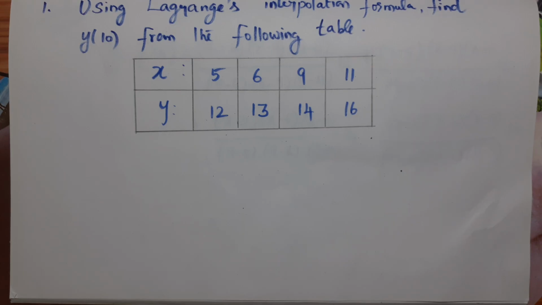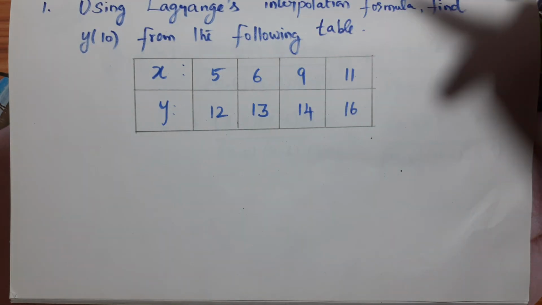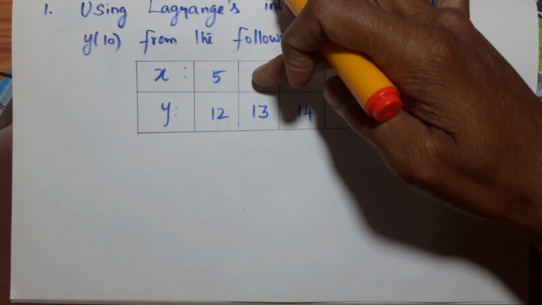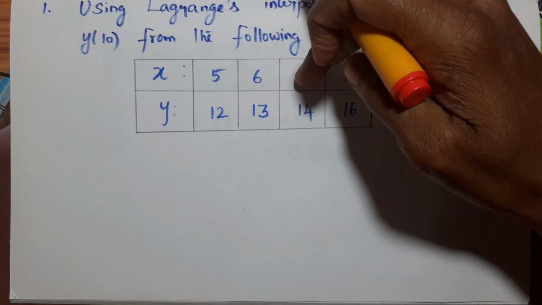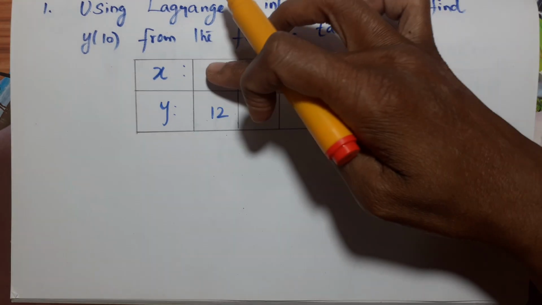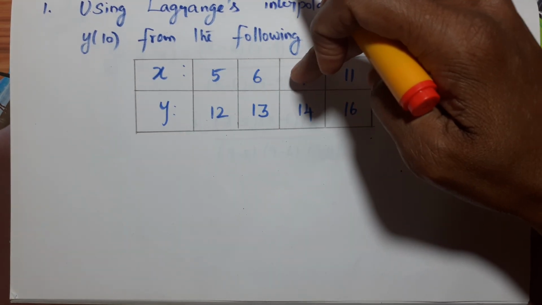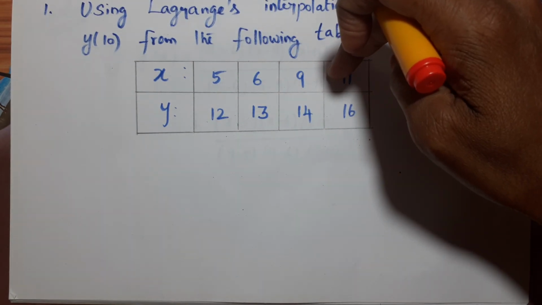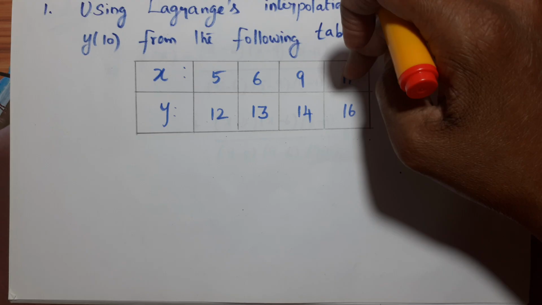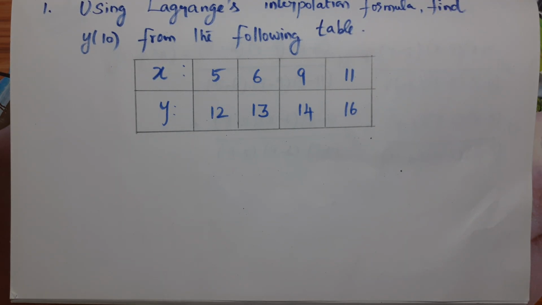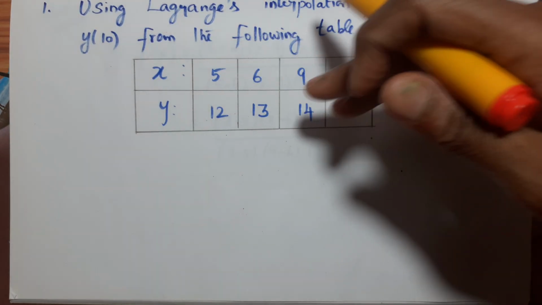Unequal means which is the unequal value? X. So see the given x values 5, 6, 9, 11. 5 plus 1 is 6, so 1 has been added. And 6 plus 3 is 9. And 9 plus 2 is 11. So here we have added 1, here we have added 3, and here we have added 2. All the differences are unequal. For such kind of x values, only Lagrange's formula is applicable. Other than that, we can't use any other formula. And the respective y values are there.